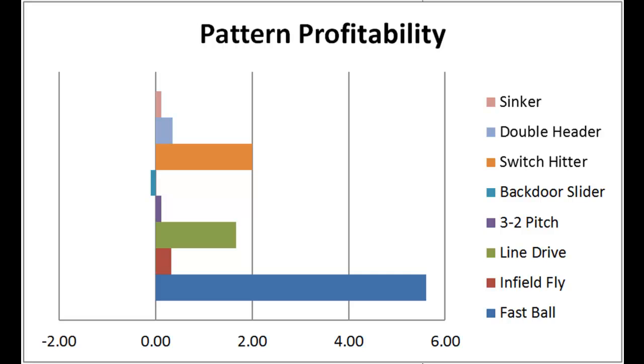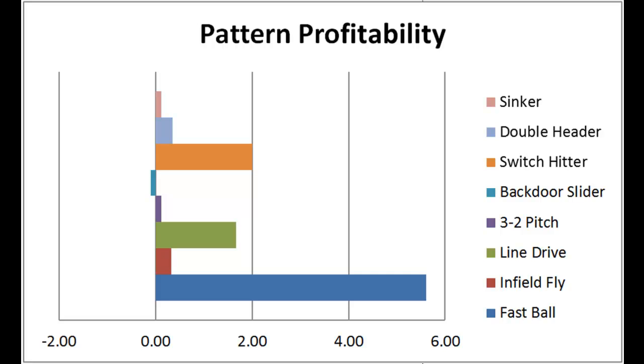In terms of pattern profitability, fastball is the runaway favorite, 5.61 points for the quarter. Infield fly, 1/3 of a point. Line drive, 1.67 points. 3-2 pitch, 0.12 points. Backdoor slider, the only one negative, at minus 0.1 points. But we're not going to read too much into that since it only triggered once.